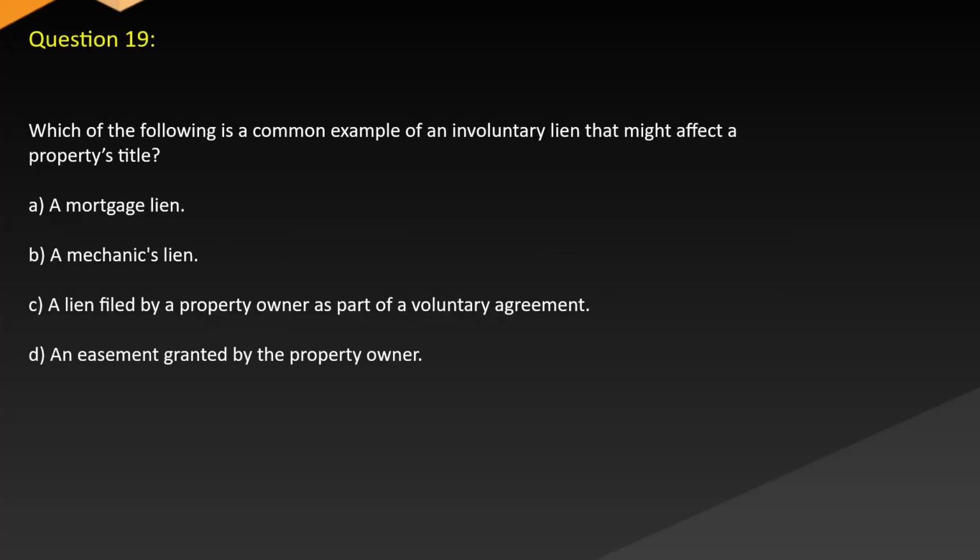Question 19. Which of the following is a common example of an involuntary lien that might affect a property's title? A. A mortgage lien. B. A mechanics lien. C. A lien filed by a property owner as part of a voluntary agreement. D. An easement granted by the property owner.